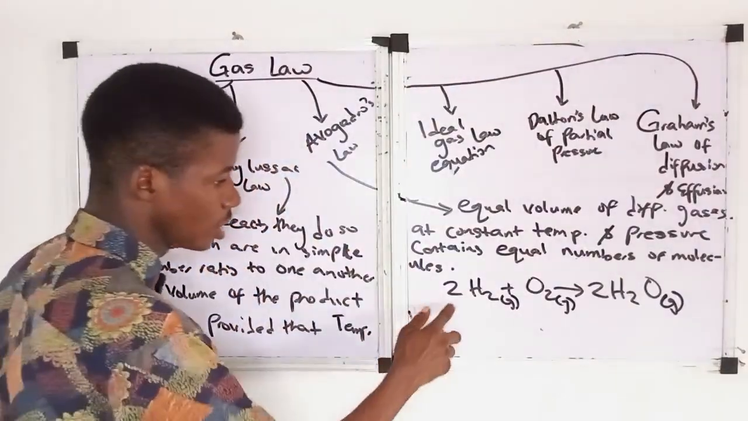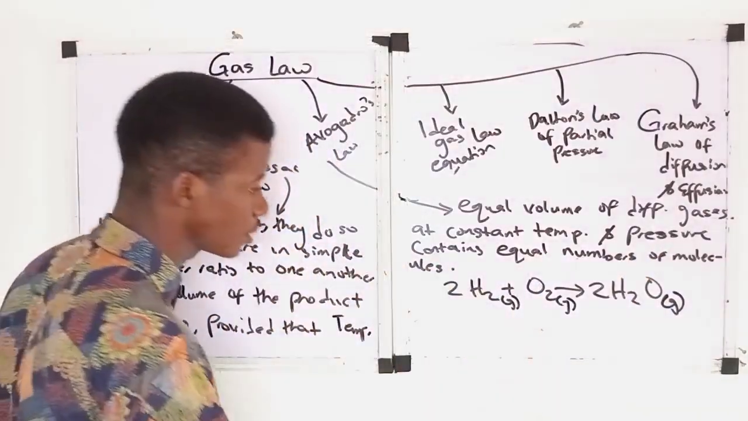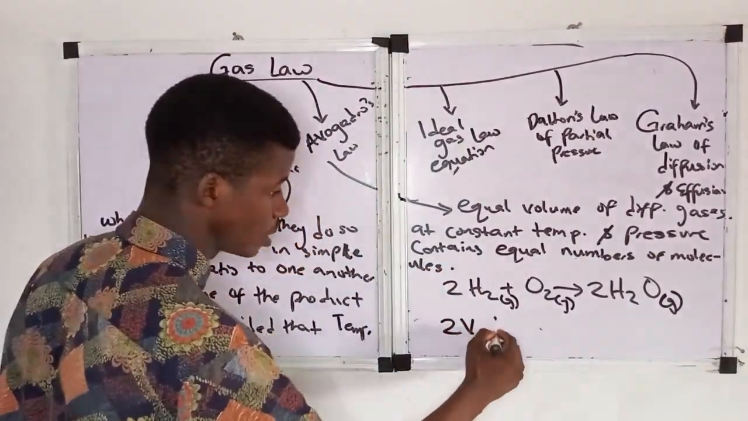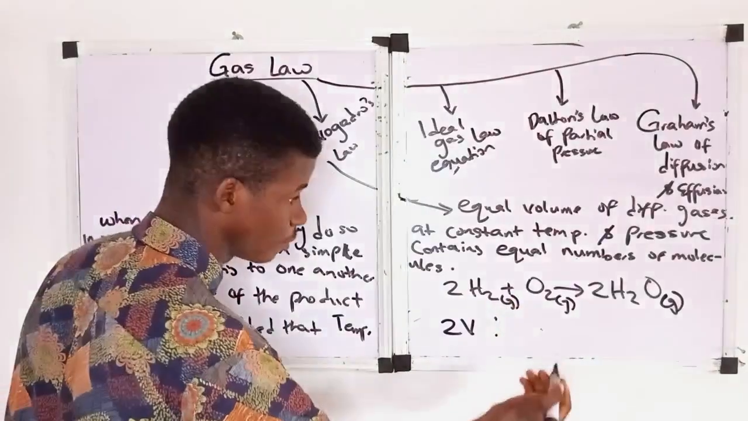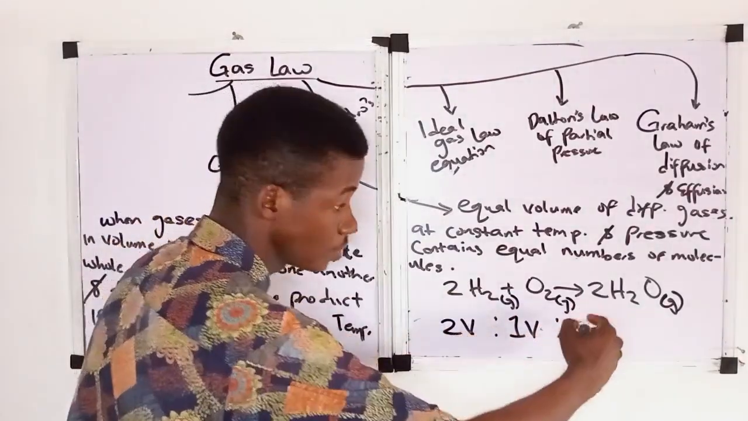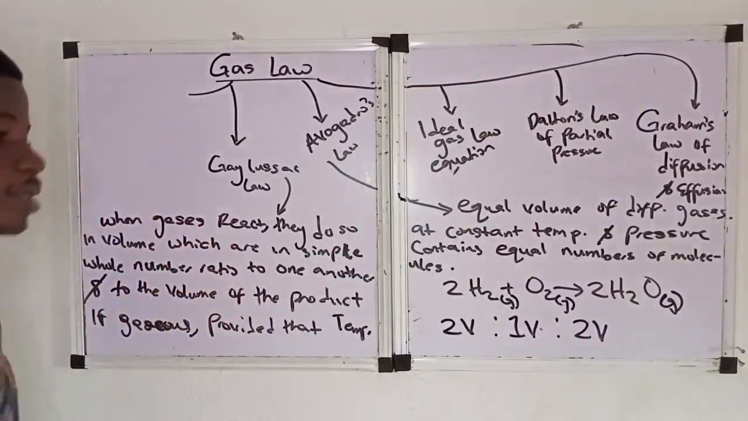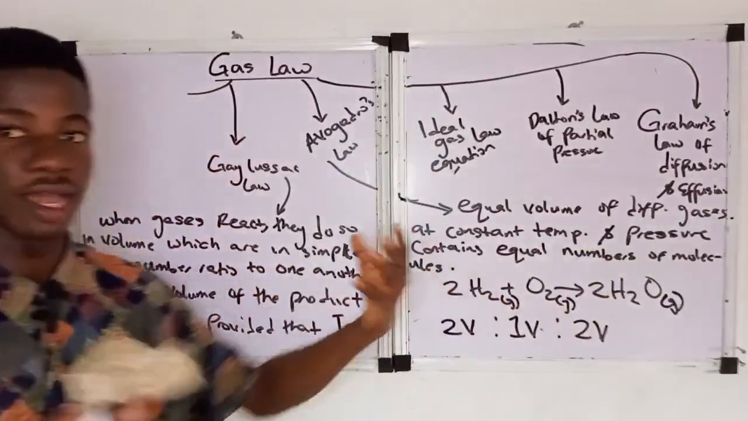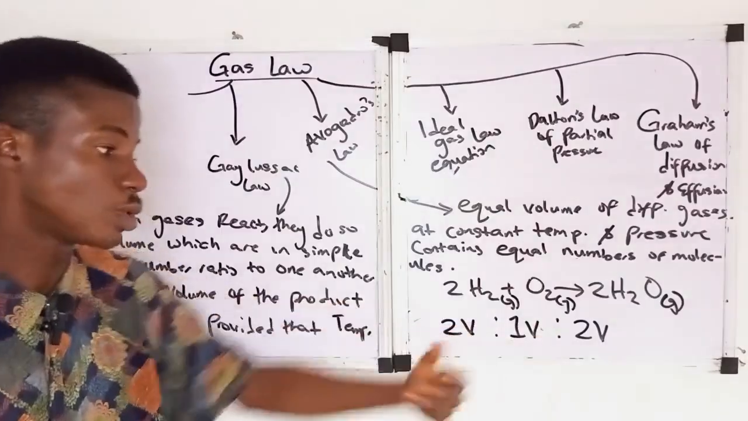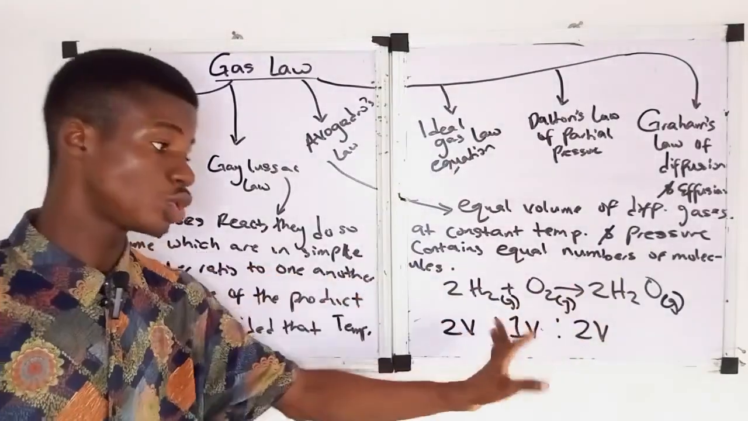For example, if I want to write this according to Gay-Lussac's law, this is hydrogen, right? It is telling us that two volumes of hydrogen react with one volume of oxygen to give two volumes of water or steam. That is exactly what it is telling us: when gases react, their volumes are in whole number ratio. So what is the whole number ratio of this reaction? It is a 2:1 ratio.